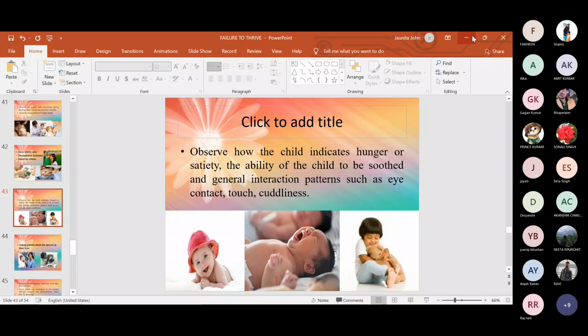Whether if you are cuddling with the baby, touching the baby properly or holding the baby properly, they become quiet in time, or how they are generally interacting, via eye contact, via touch, or via what type of behavior. You can see all the images in the slides very clearly. I have shown eye contact, touch, and cuddling, all those pictures you can see.